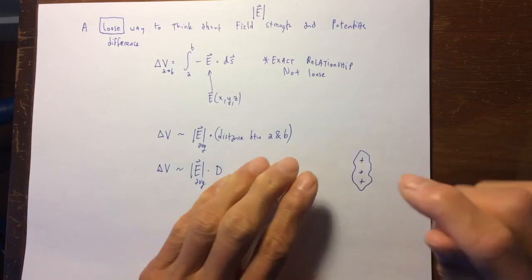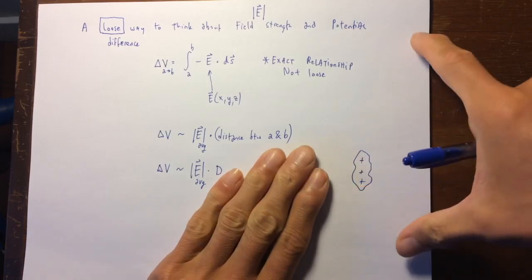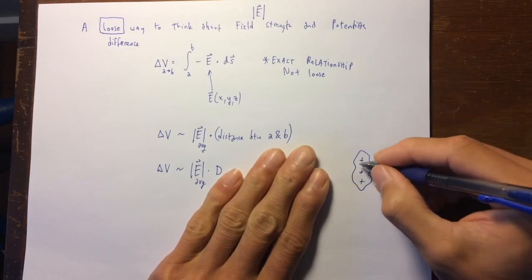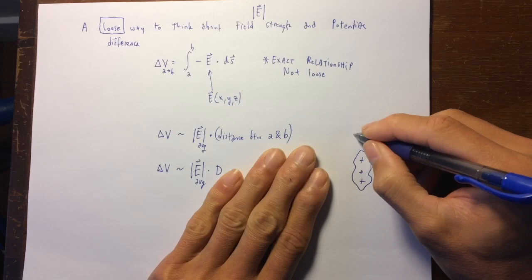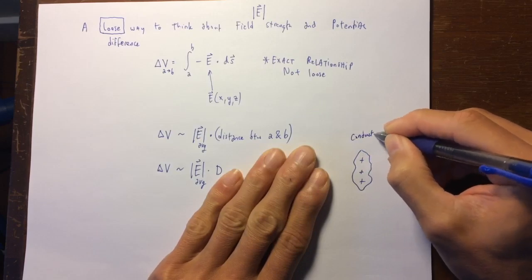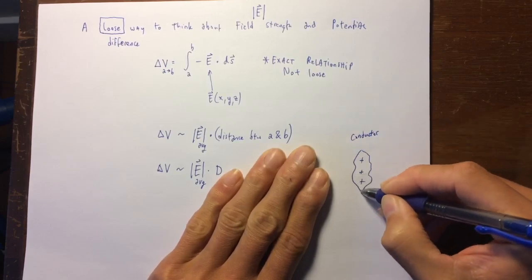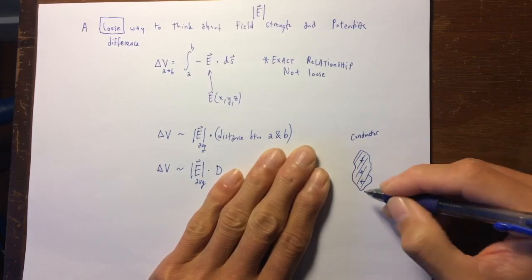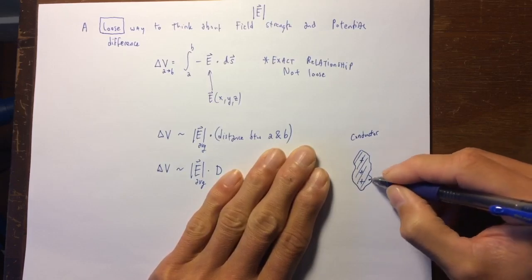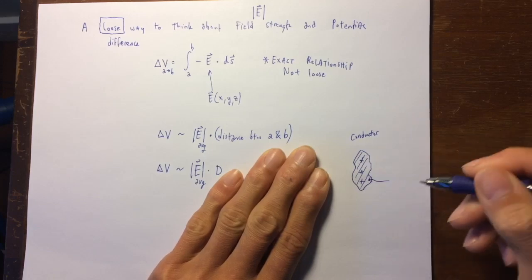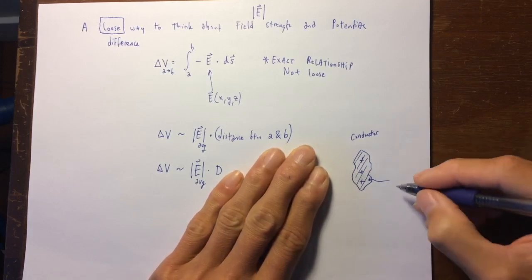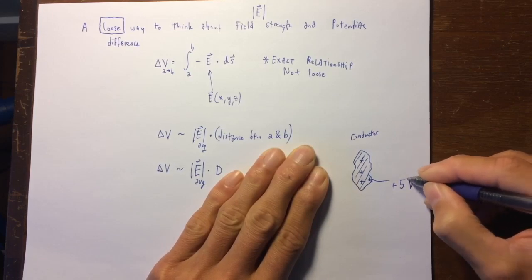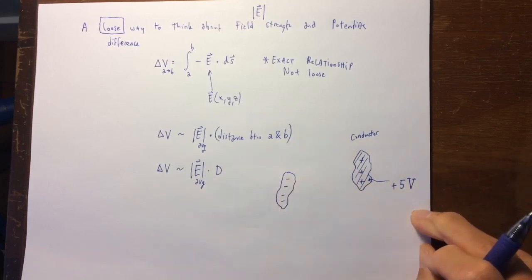So this object compared to infinity, say is, or let's say this is a conductor. So this conductor is an equipotential volume, so all throughout the volume is the same potential. Let's say that the potential of this conductor that's positively charged is positive, say 5 volts, right?